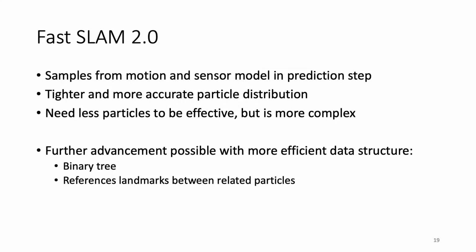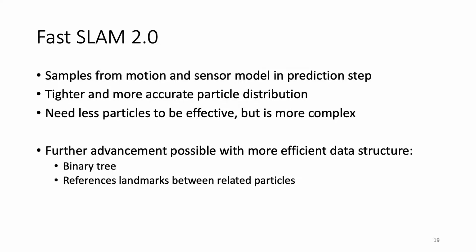This leads to a tighter and a more accurate particle distribution. So our cloud doesn't spread that far with every prediction step, but is generally a lot tighter. And by doing that, we need a lot fewer particles to be effective. But this is needed because including the sensor model in the prediction step is a lot more complex.